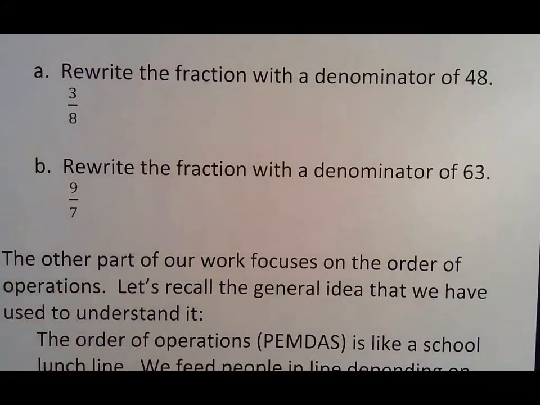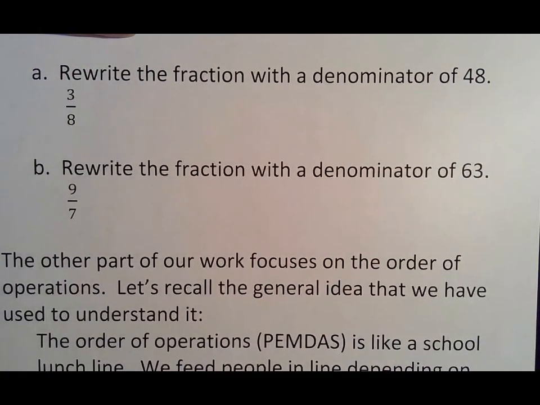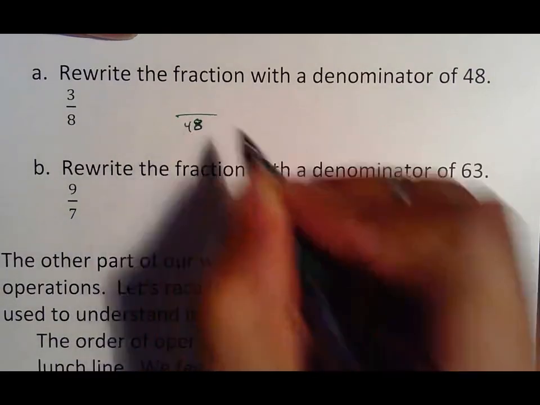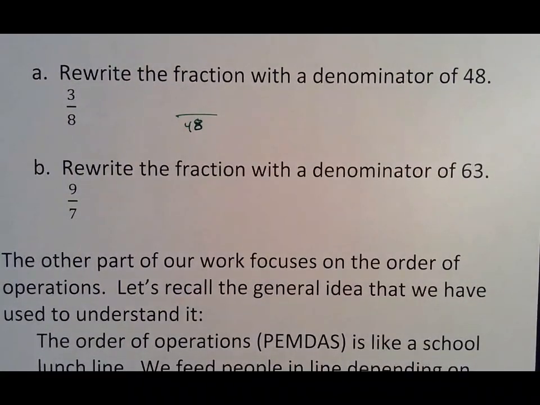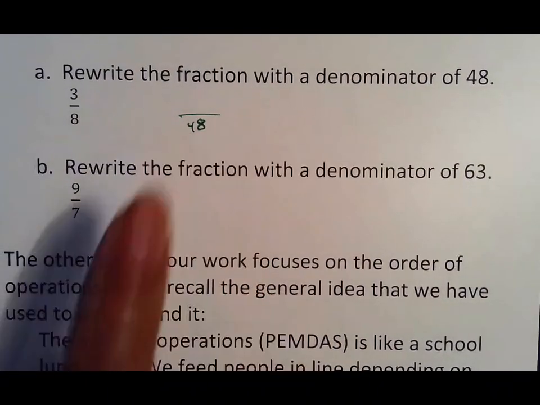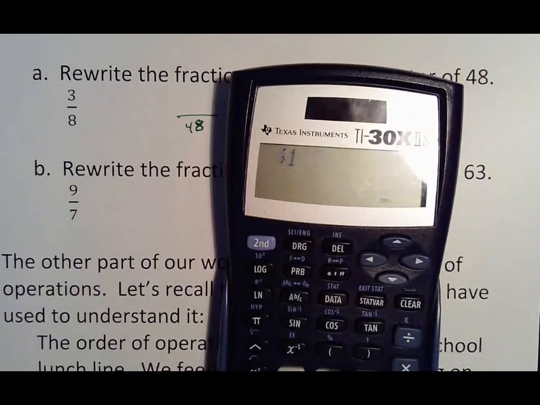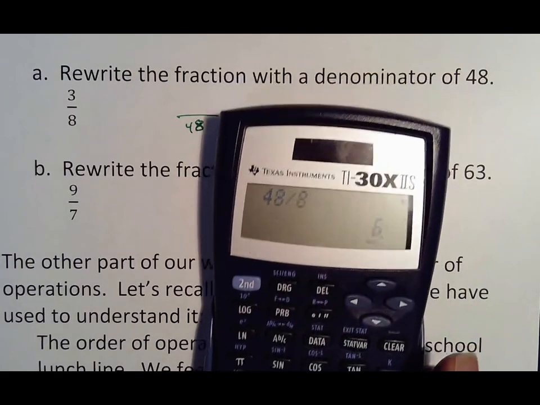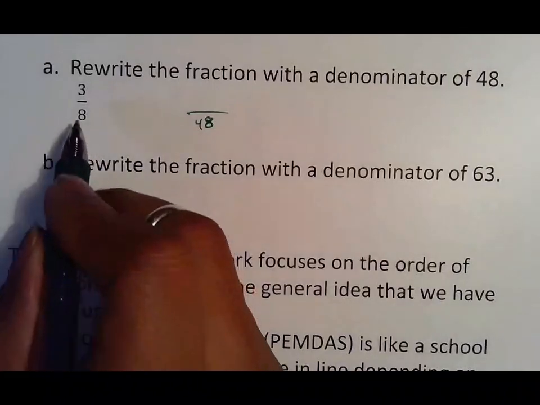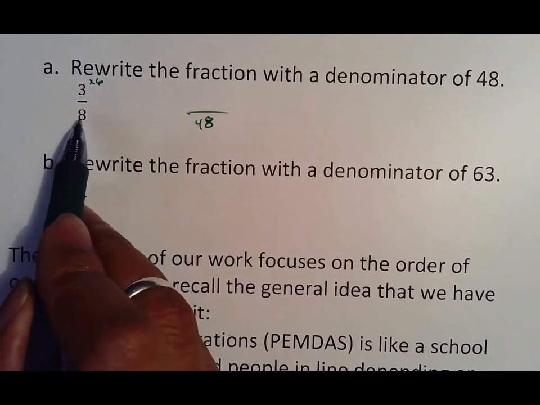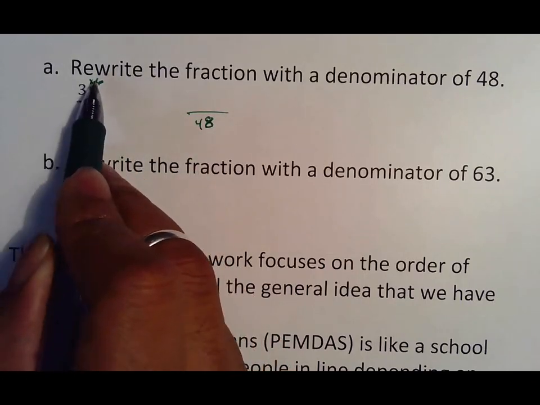The homework is going to say rewrite the fraction with a denominator of 48. And so what you'll need to do, denominator means bottom number, is you will need to do some work to figure out how did I get from 8 to 48. And the easiest way to do that is to divide. So we would do 48 divided by 8, which is 6. So in other words, I multiplied that by 6, so I'm going to put times 6. Again, if I multiply the bottom by 6, then I have to multiply the top by 6.